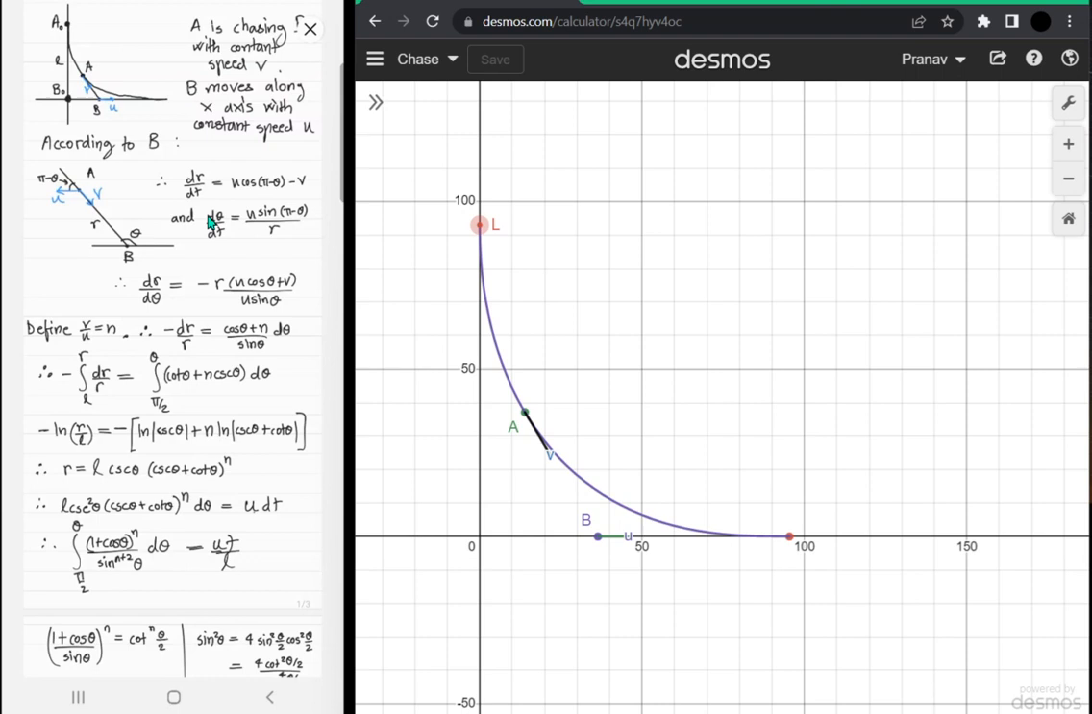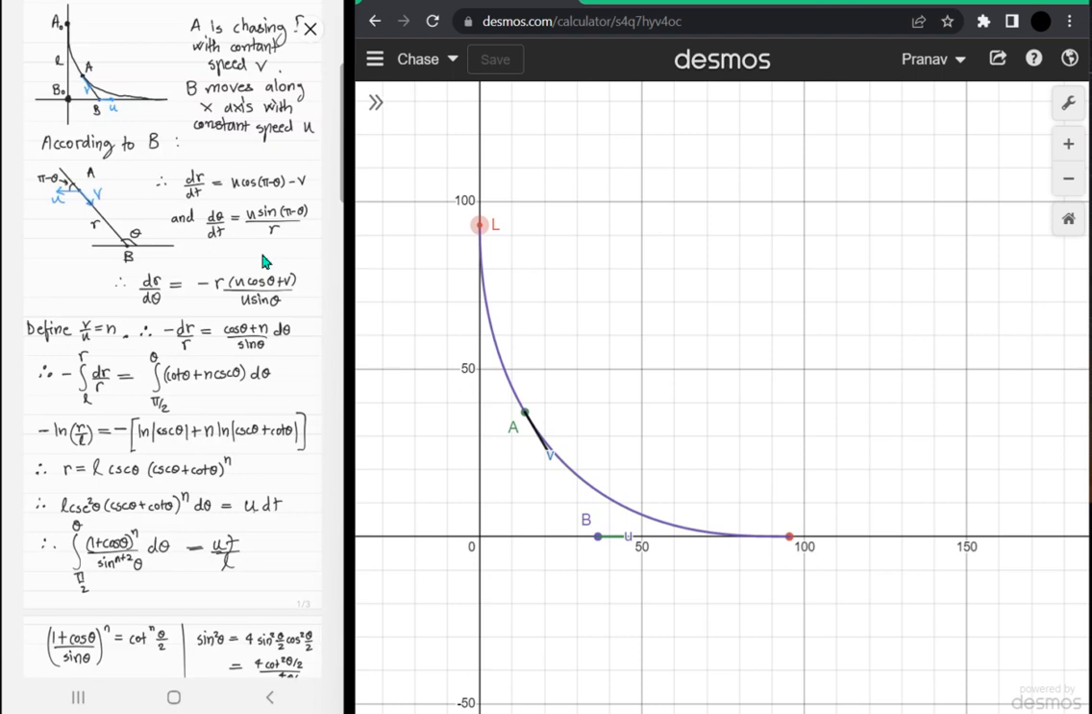So d theta upon dt is just the v tangential upon the radius. In this case, it's just u sine of pi minus theta upon r, which is u sine theta upon r, right? So we have these two equations. Now, these two are not directly solvable because there are some problems. The first equation has theta in it, even though it's dr upon dt, so it's not solvable directly. Similarly, the second equation has r in there, and it's just not good. So we want to eliminate either theta or r from one of these equations.